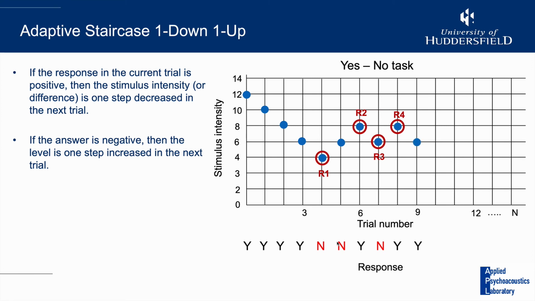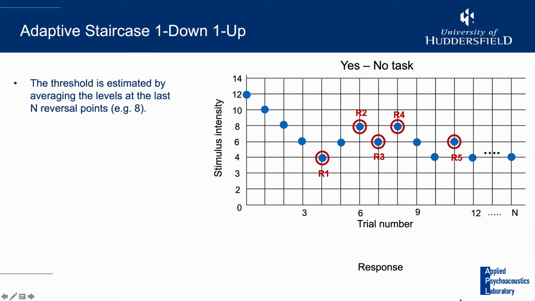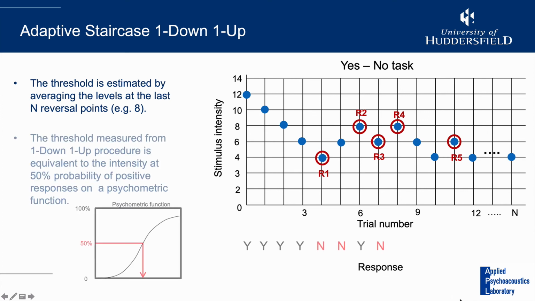So we continue this process until we reach about 50 to 60 trials in total, or if we obtain 6 to 12 reversal points, then the test is terminated. And the threshold is estimated by averaging the levels at the last n reversal points, for example, 8 reversal points. We average the intensities at those reversal points. That is the estimated threshold. The threshold measured from the 1 down, 1 up procedure is equivalent to the intensity at 50% probability of positive responses on a psychometric function.